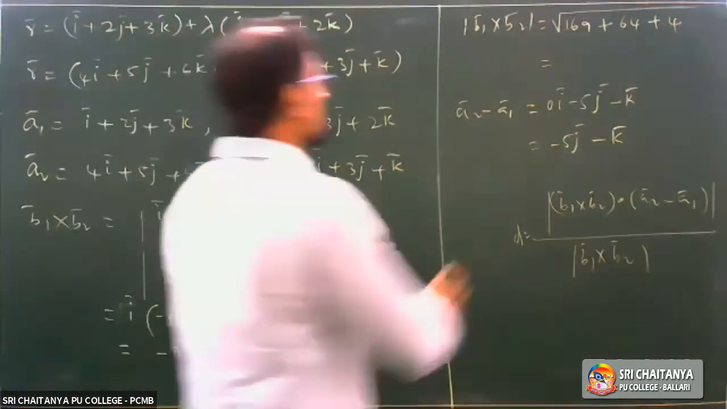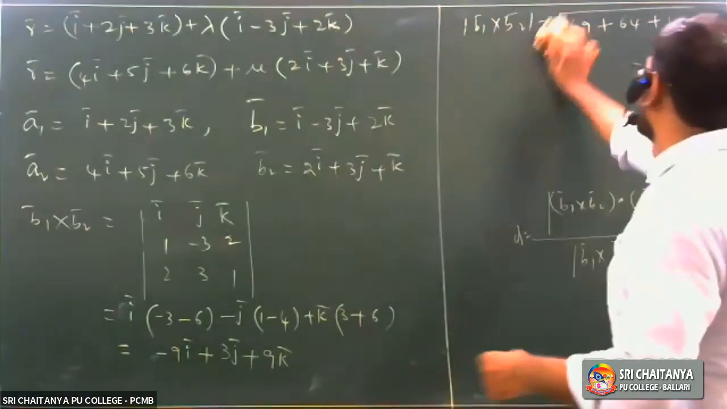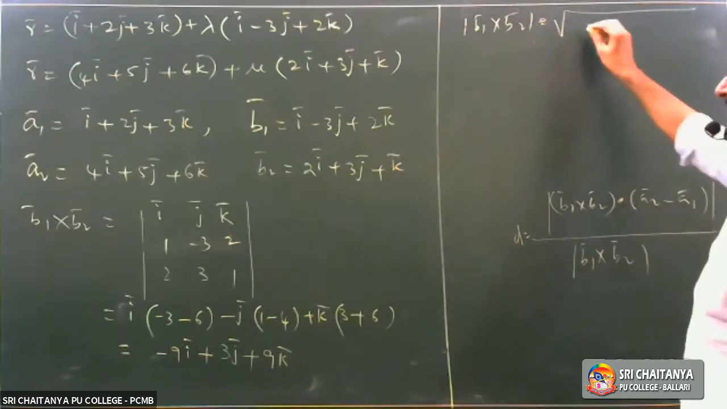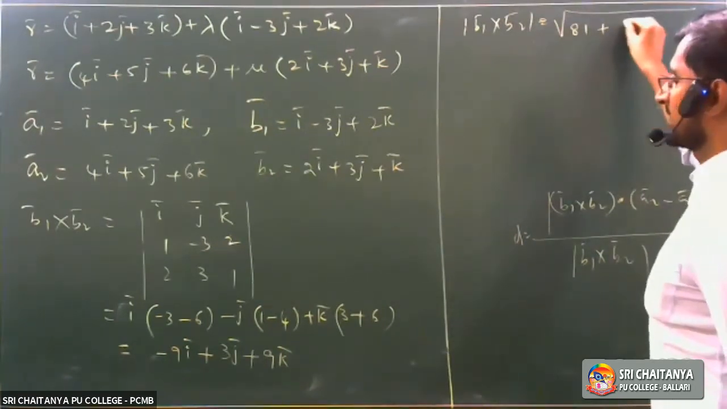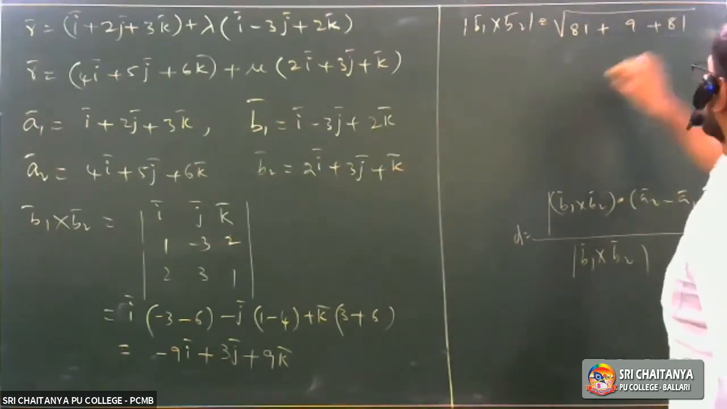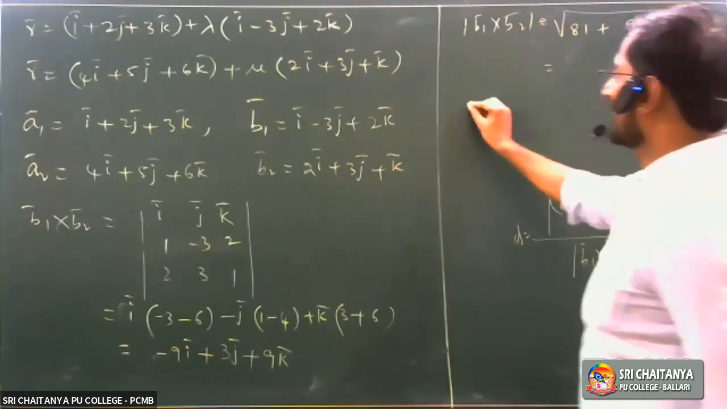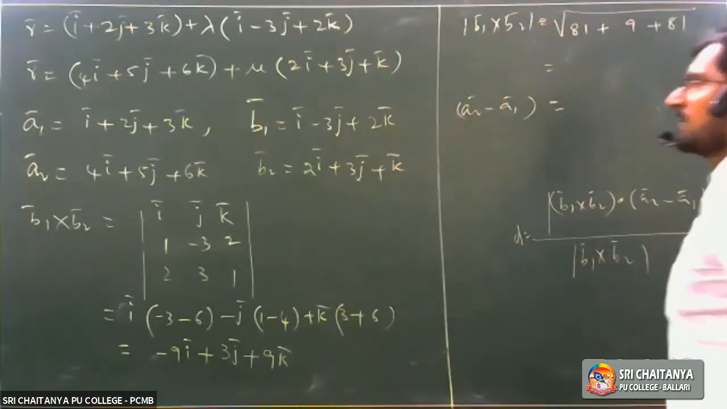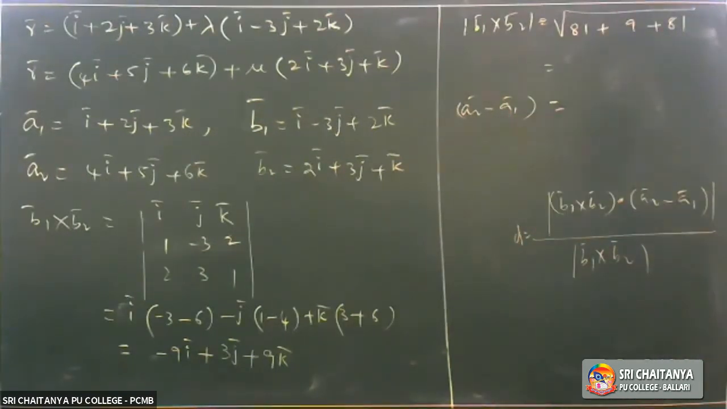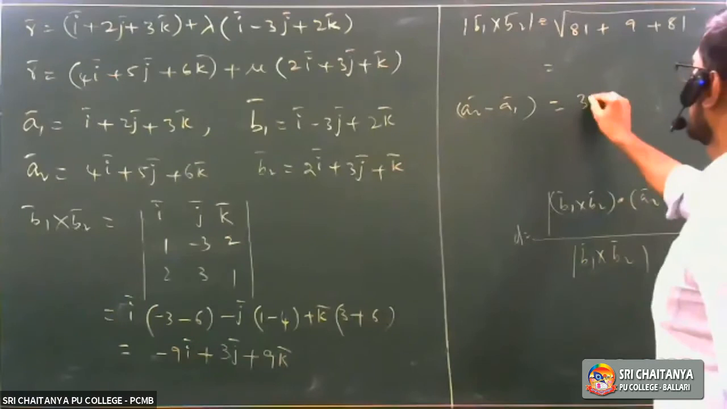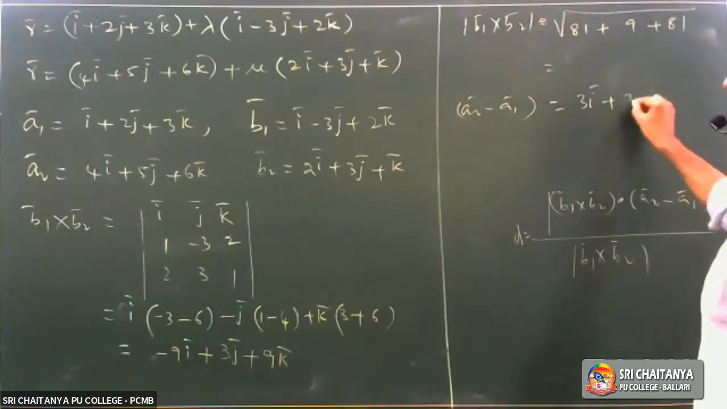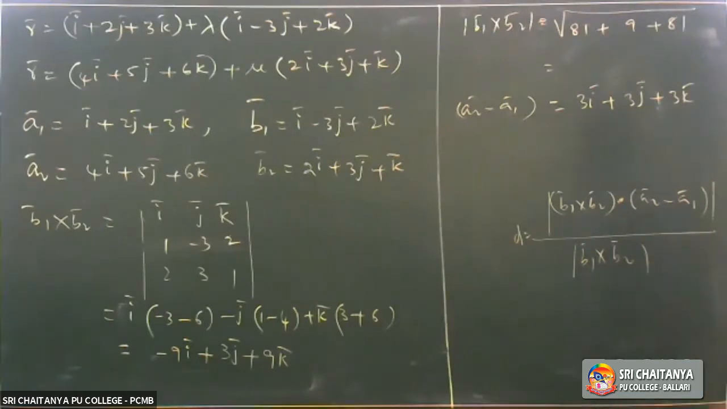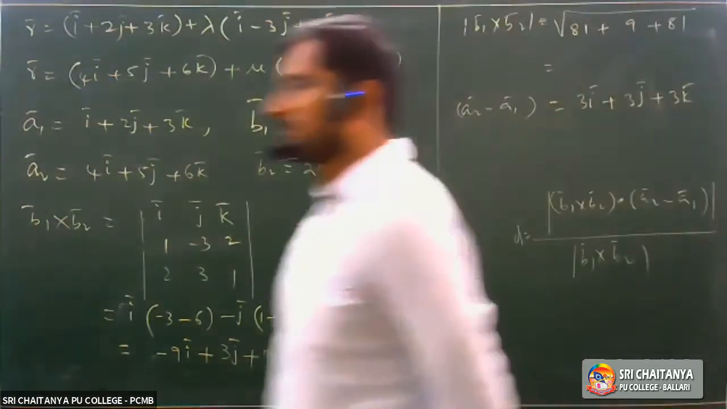Now, the magnitude becomes root of 81 plus 9 plus 81, right? And after that, find out A2 bar minus A1 bar. A2 bar minus A1 bar. 4 minus 1, 3i plus 3j plus 3k bar. Now, substitute in this one, you are going to get the answer.